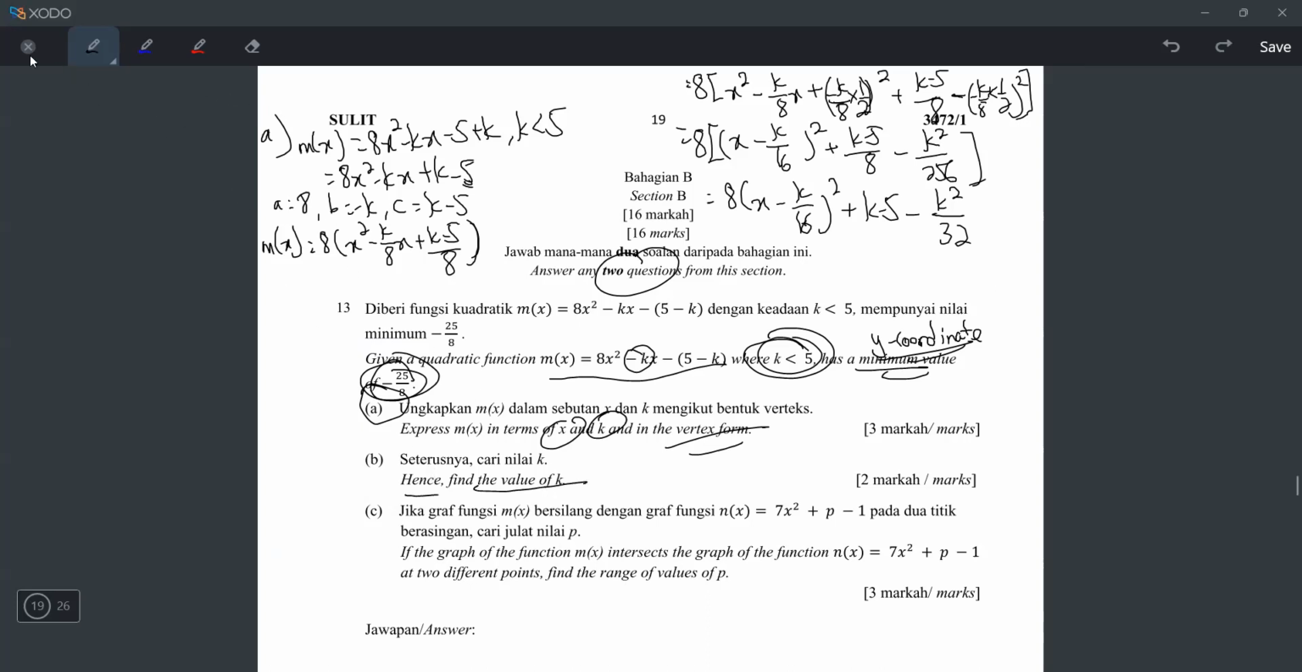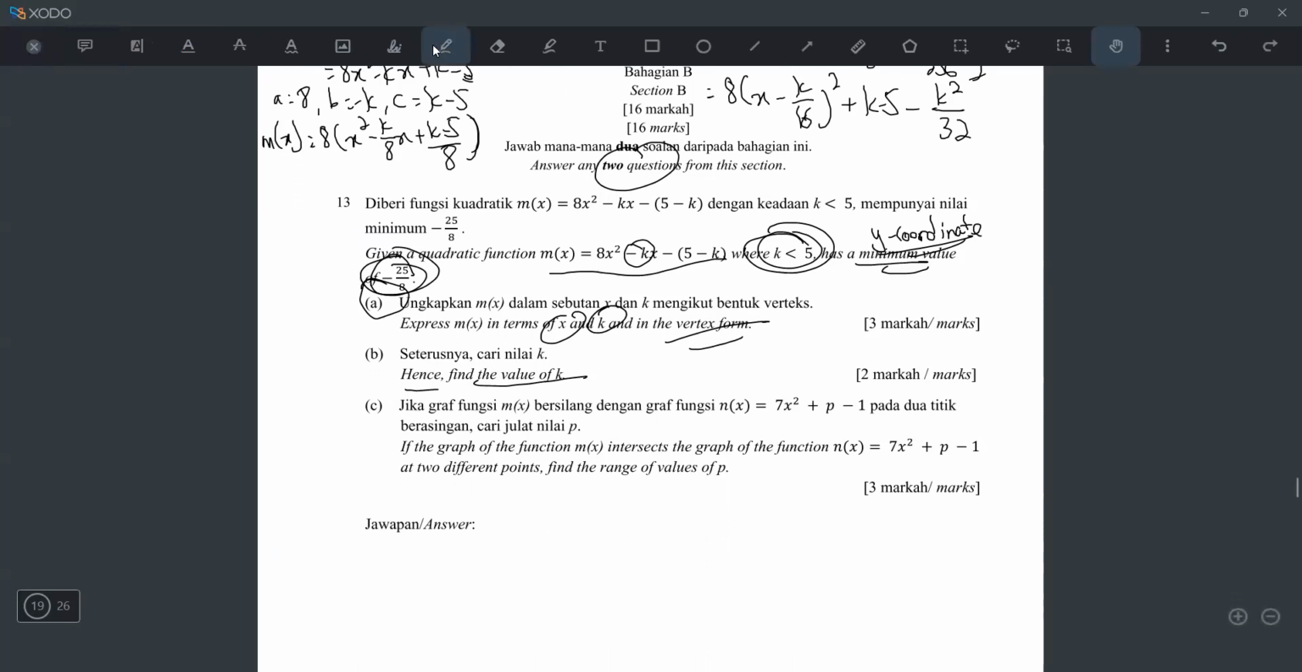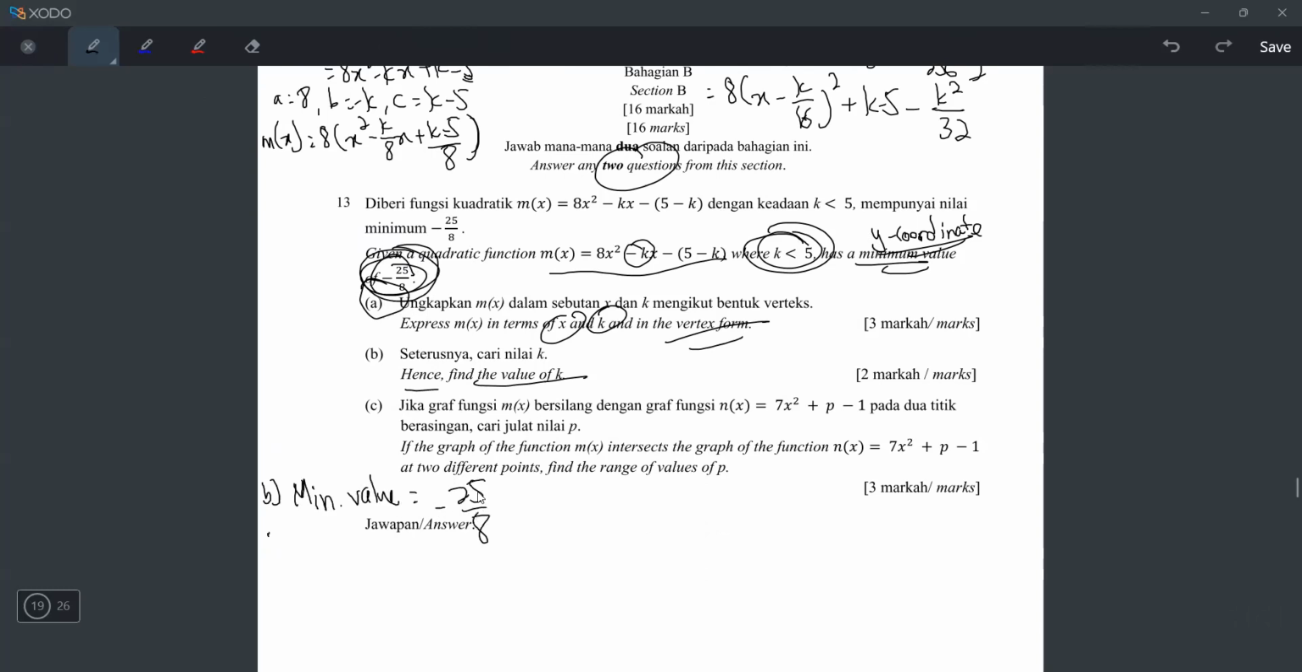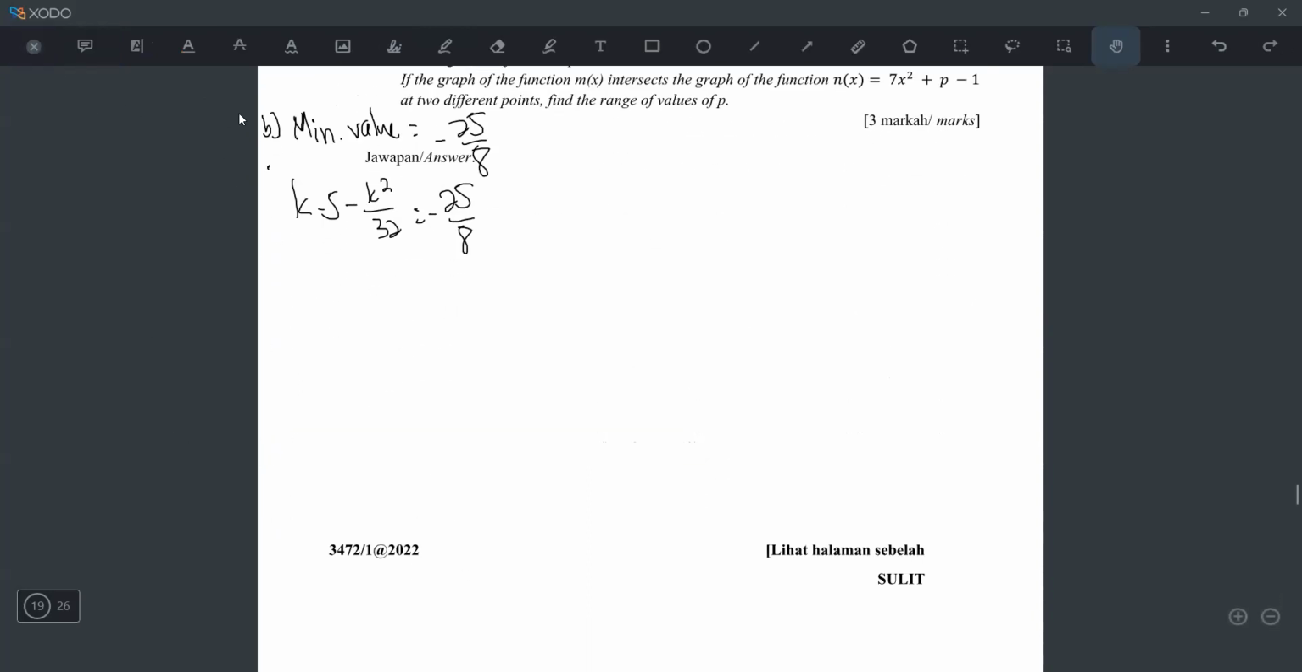Okay, if I want to find the value of k, I will scroll down a bit and do it here. So how can I find the value of k? Do you remember they say the minimum value is negative 25/8? So if the minimum value is negative 25/8, it means what equals negative 25/8? The turning point's y coordinate, which is whatever is written here, because this one in front is the x coordinate. I want the y coordinate. It means k minus 5 minus k squared over 32 equals negative 25/8.